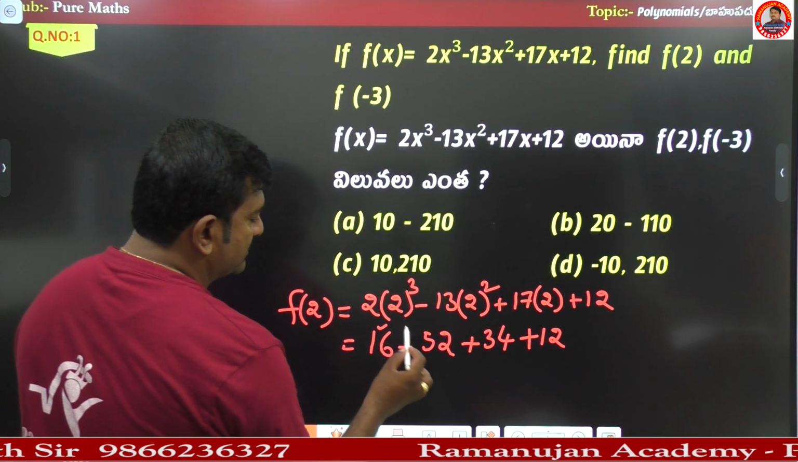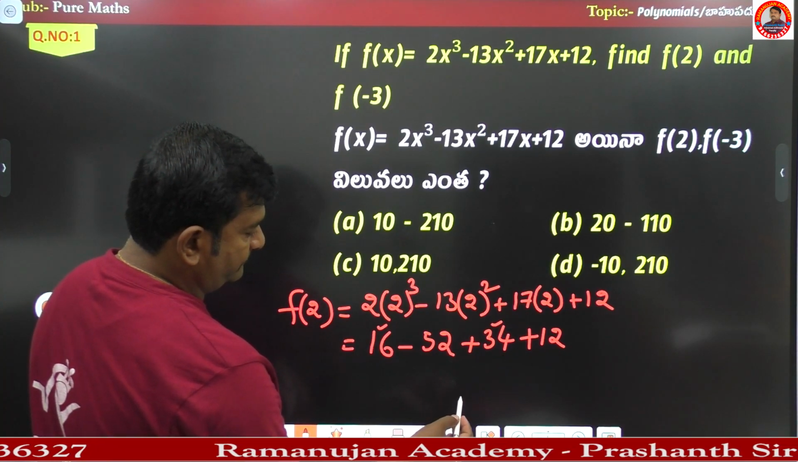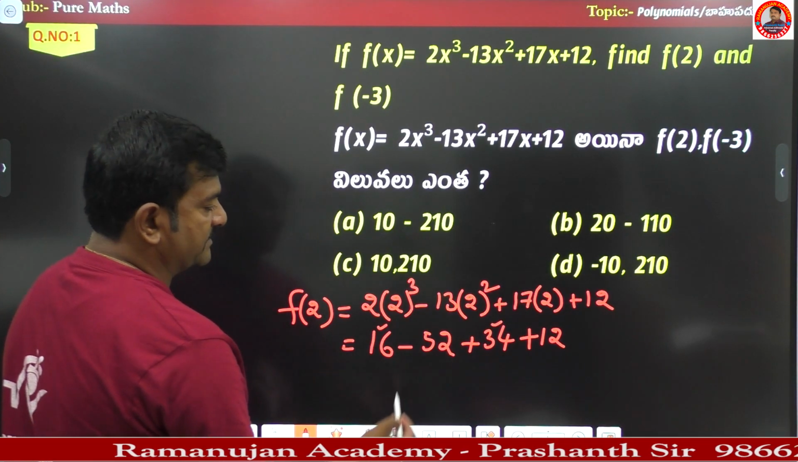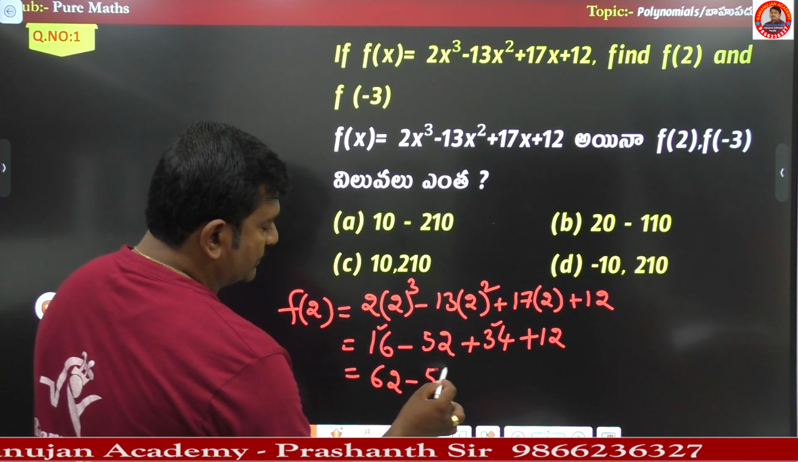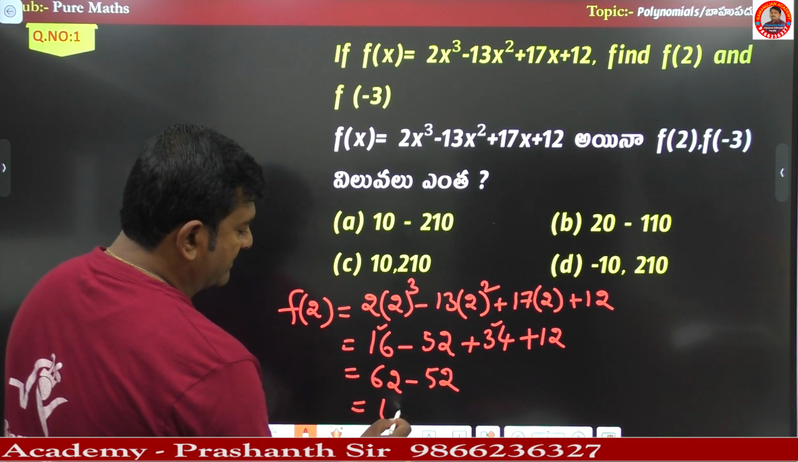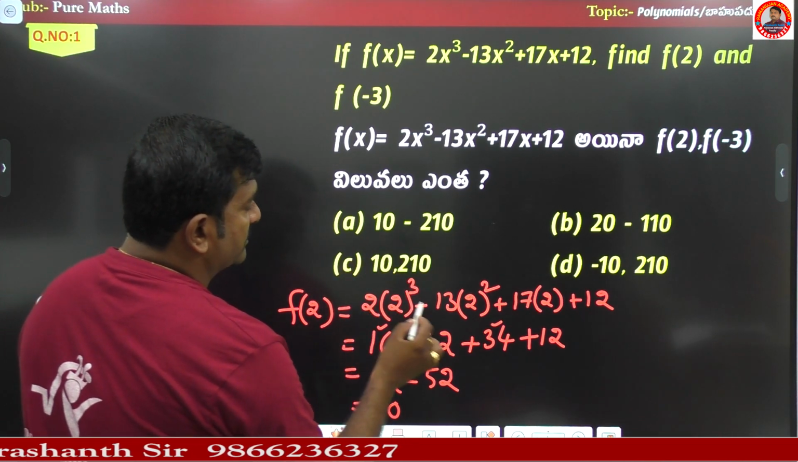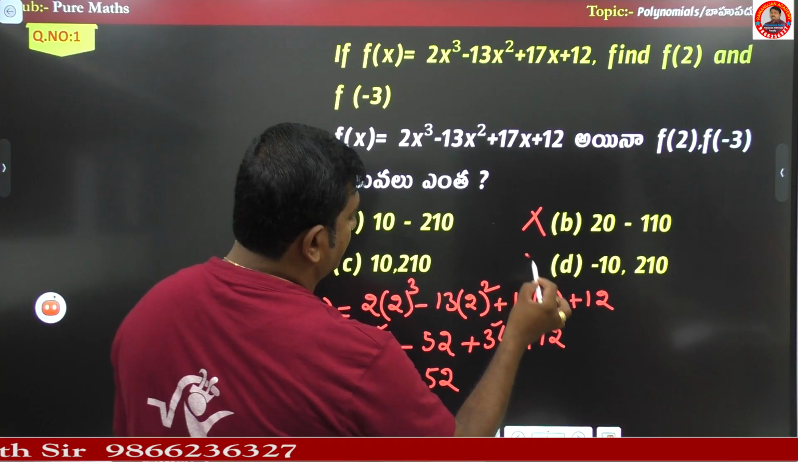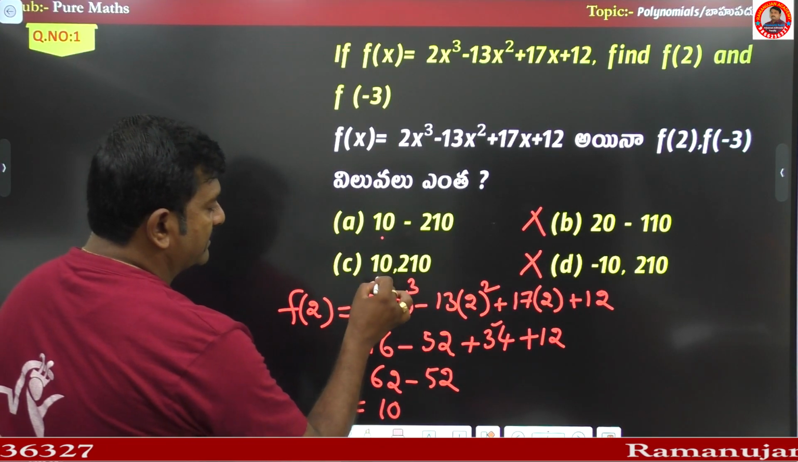Just observe here, 16 plus 34, that is 50. Yes, 50 plus 12, what you are getting, 62. 62 minus 52 means this value equals 10. Therefore f of 2 value must be 10. F of 2 value must be 10 means the first value must be 10. Therefore B and D are wrong answers, either this or this.